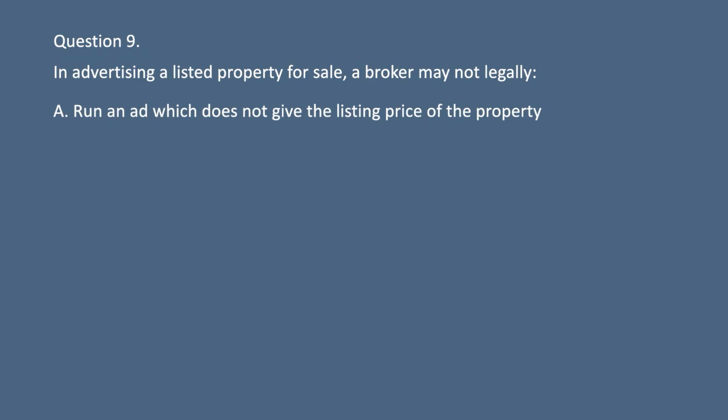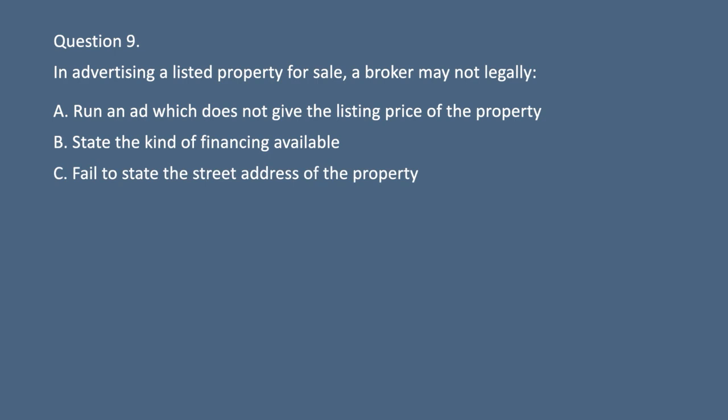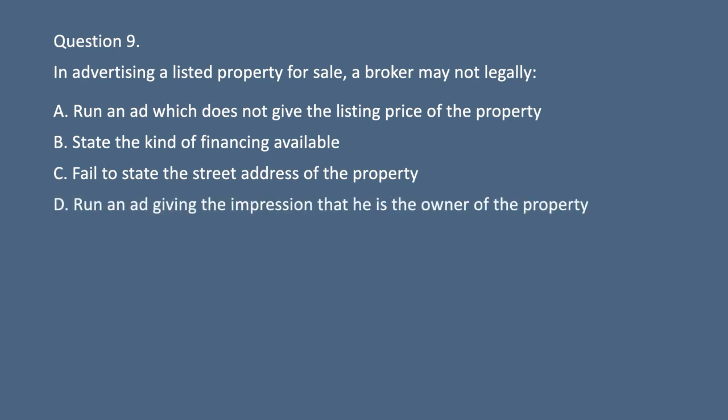Question 9. In advertising a listed property for sale, a broker may not legally: A. Run an ad which does not give the listing price of the property. B. State the kind of financing available. C. Fail to state the street address of the property. D. Run an ad giving the impression that he is the owner of the property.